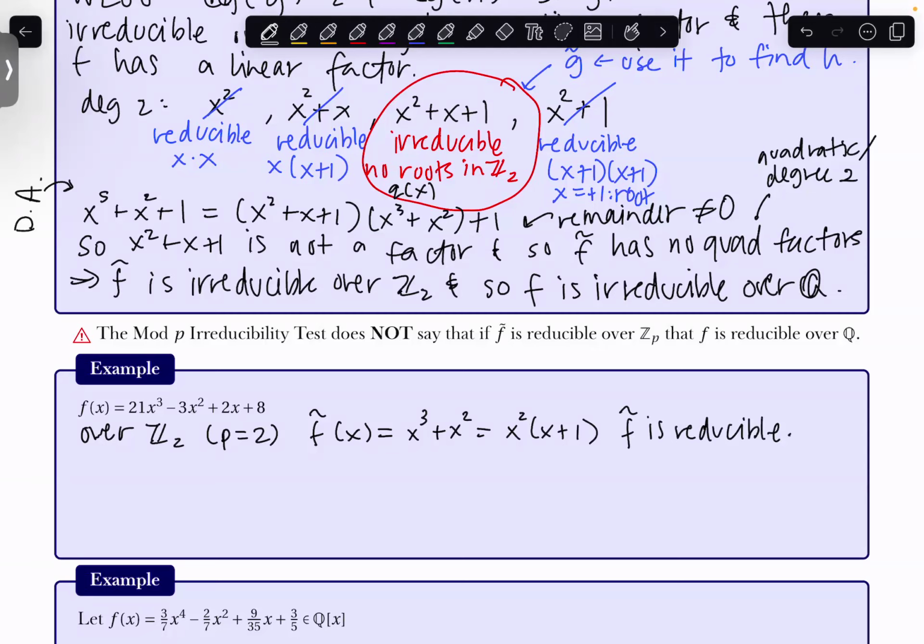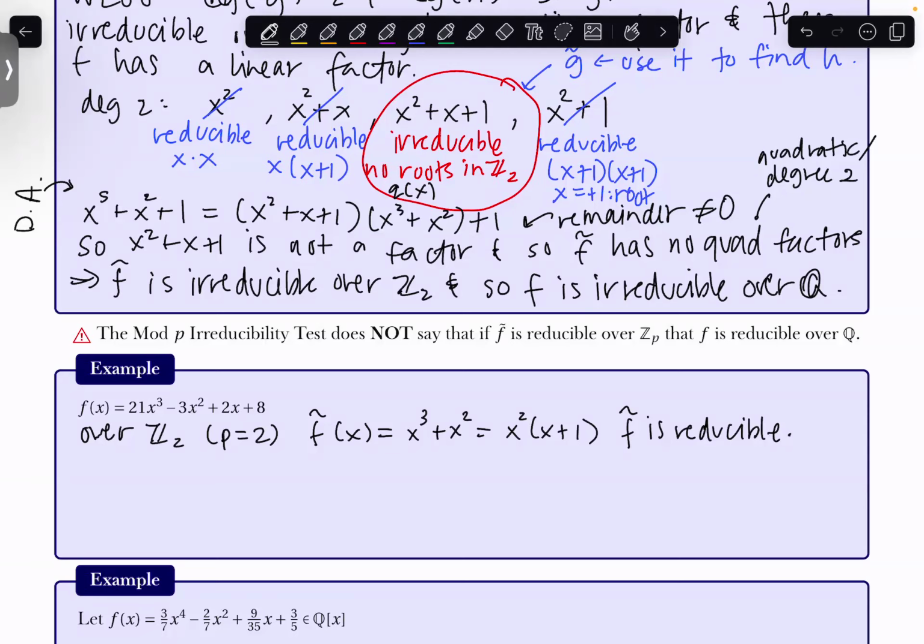Okay, but again, I can't conclude anything about F over my rationals. I would have to use another prime to be able to show that it's irreducible here. I mean, and possibly it's not irreducible. Possibly I can factor it in some form. But really here, the goal is to find a p where I can show that it's irreducible if I want to apply this theorem.